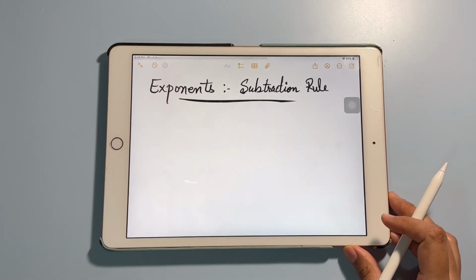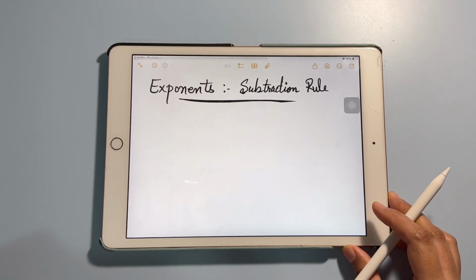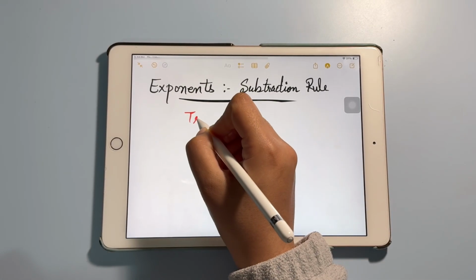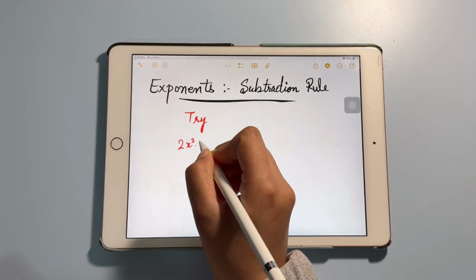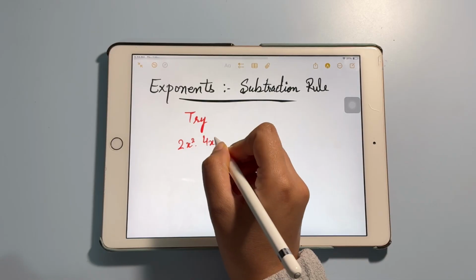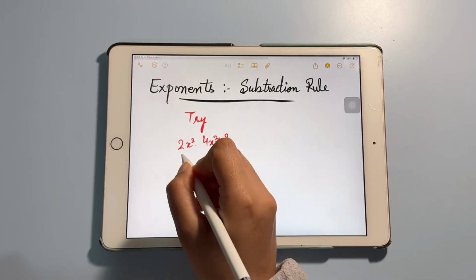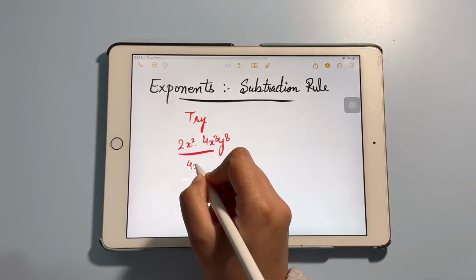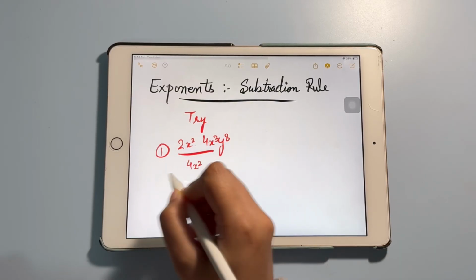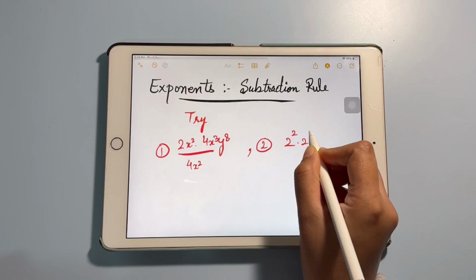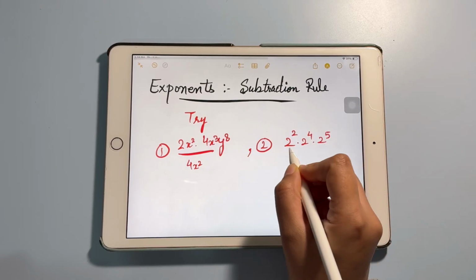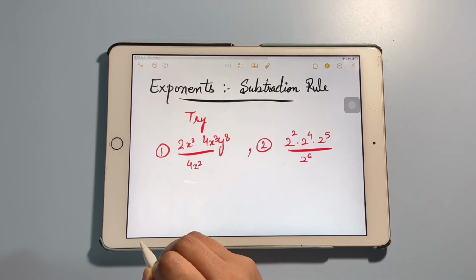Okay, now after doing so many examples, let's try this sum at your home and drop its answer in the comment box so that I can check whether your answer is correct or not. Try this one. And the second one is 2 raised to power 2, 2 raised to power 4 and 2 raised to power 5, 2 upon 2 raised to power 6.